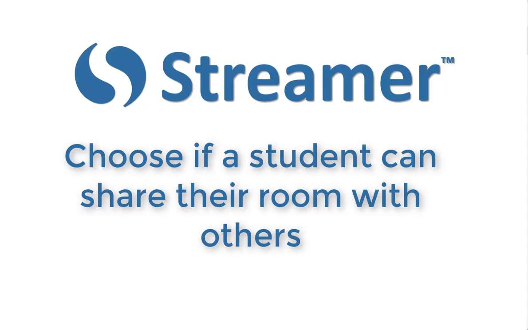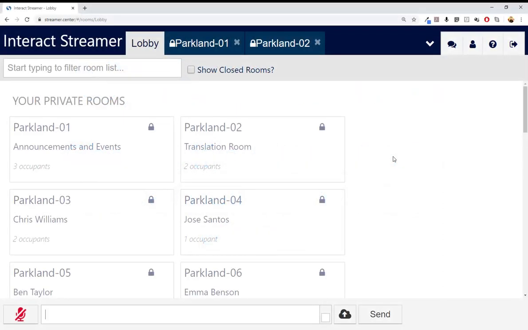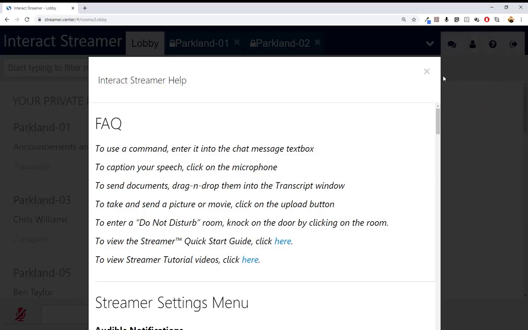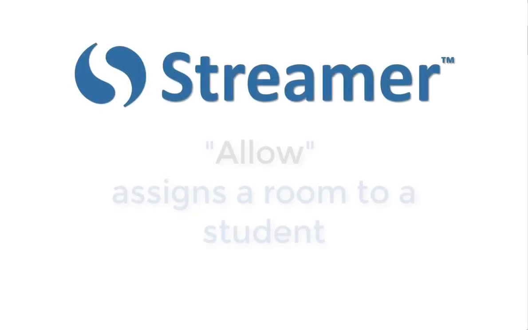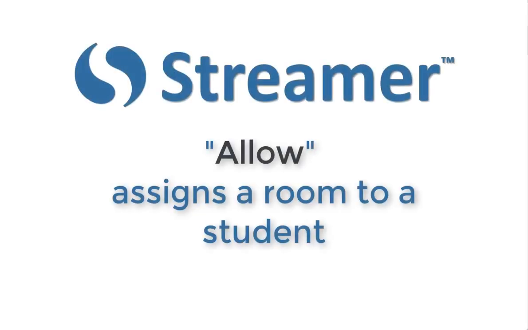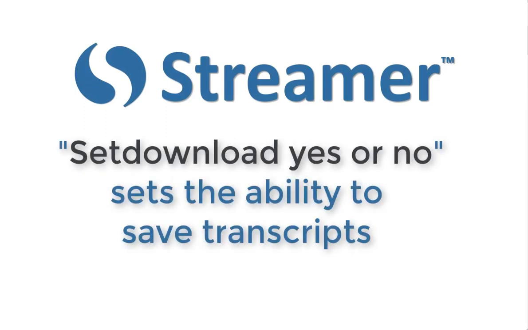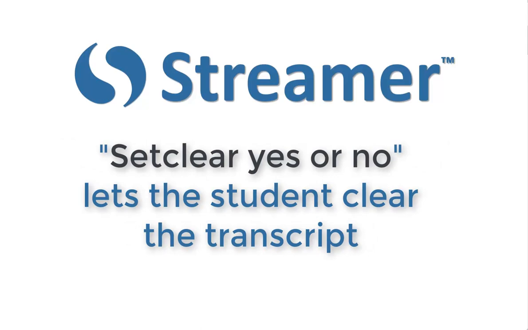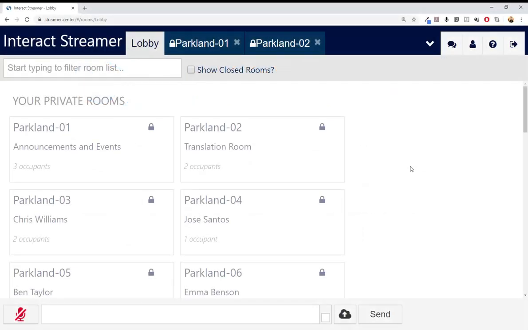Again, this may all sound complicated and difficult to learn, but it's not. You just type the commands down here in the command bar. All of the features are shown here in the help menu, but basically you'll just use 3 commands. The allow command to assign a room to a particular student, the set download command to let them save a transcript, and the set clear command to give them the ability to clear a transcript. Those are the 3 basic commands that you'll use.